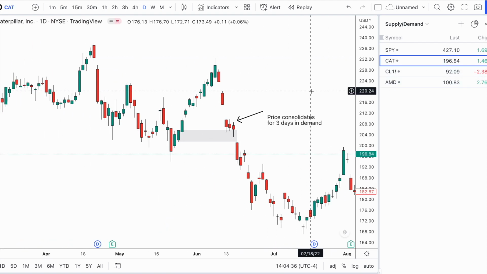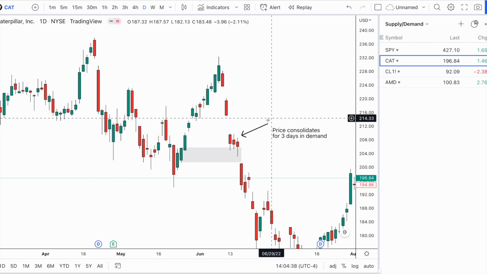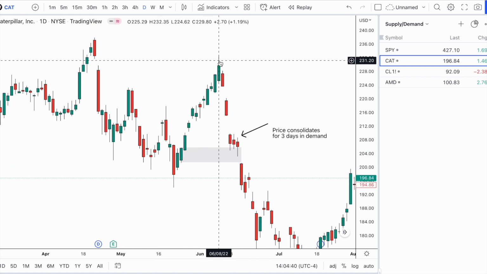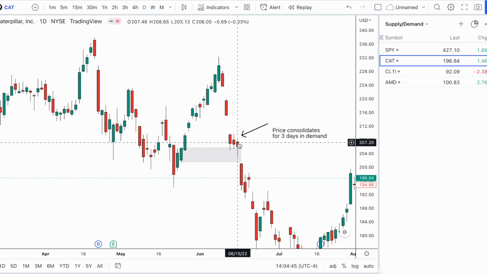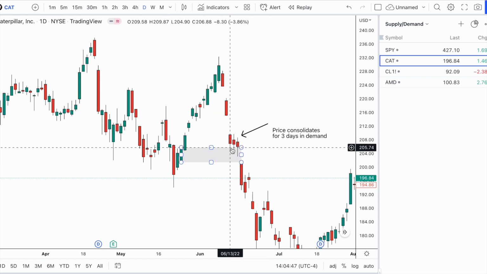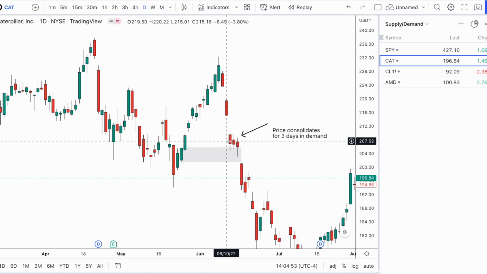Let's take a look at CAT. We have a daily demand zone right here. We drop, we base, we have a nice rally. Price comes down and we consolidate in the zone for 3 days. We don't bounce higher, we're just consolidating. There's not a lot of buyers showing up, and after that it ends up breaking.